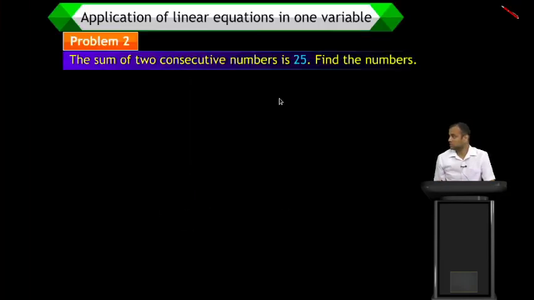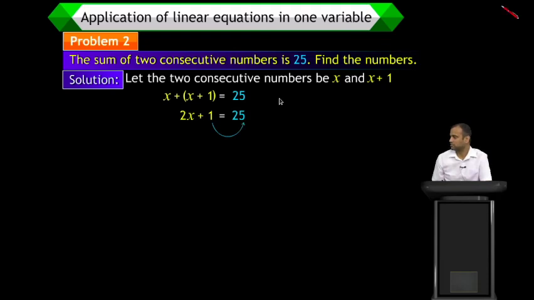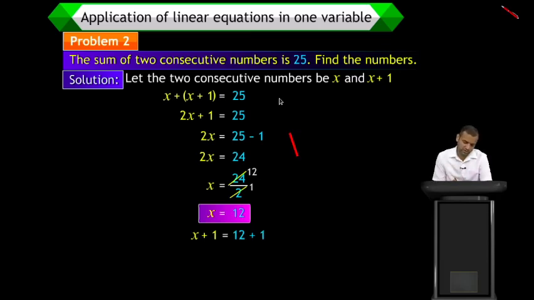Now there is a question, the sum of two consecutive numbers is 25. So we will take two consecutive numbers as x and x plus 1, and the sum equals 25. After solving this one, we will get the answer as 24 divided by 2. So x equals 12 is the answer, but this is only one number because we have to find the consecutive of 12, which is 13.